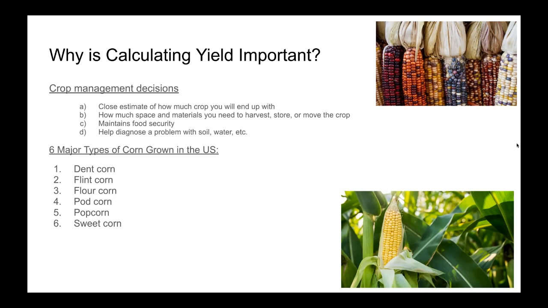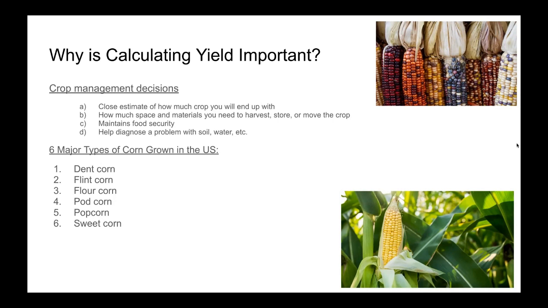So some little things in that is you're able to get a close estimate of how much crop you're going to end up with and how much space and material you need to harvest, store, or move that crop. So you can decide on what types and how many machines you're going to need to harvest those crops, or where you're going to put them, where you're going to sell them to. It allows a farmer time to figure all that out while getting a good estimate on how much they're putting in and how much they're going to get out.